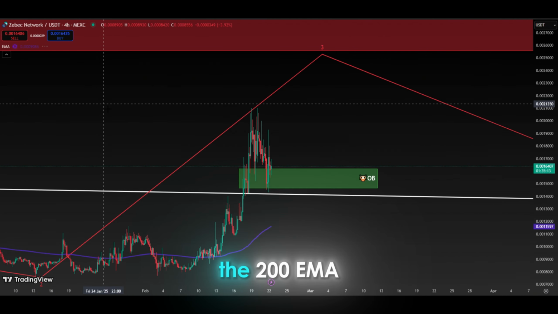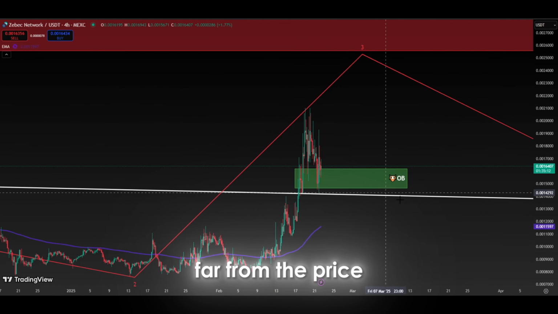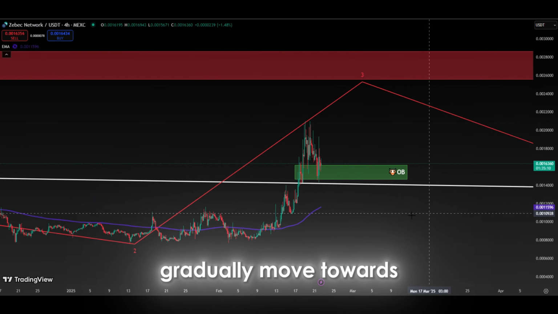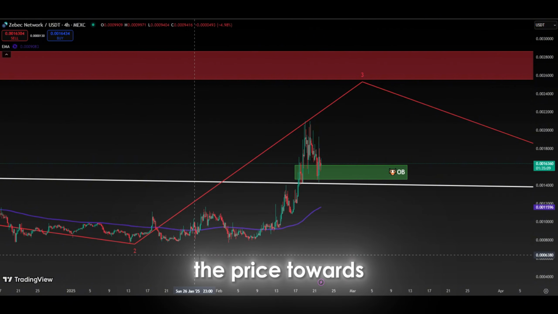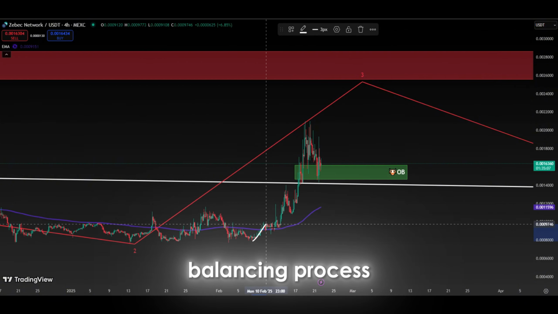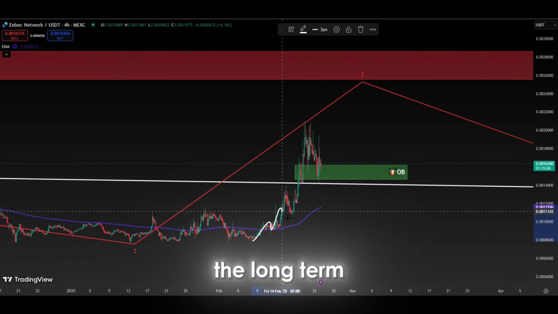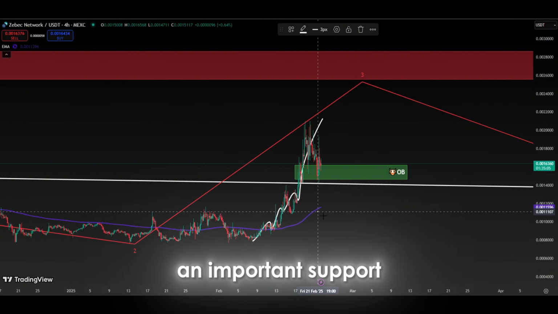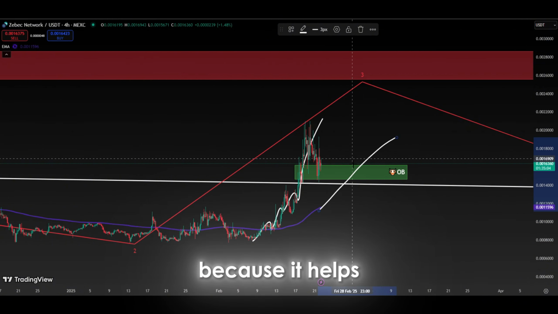The 200 EMA is currently quite far from the price. However, as time passes, the price will gradually move towards this level. The movement of the price towards the 200 EMA generally indicates the start of a balancing process in alignment with the long-term market trend. The 200 EMA is considered an important support or resistance level because it helps determine the long-term trend.